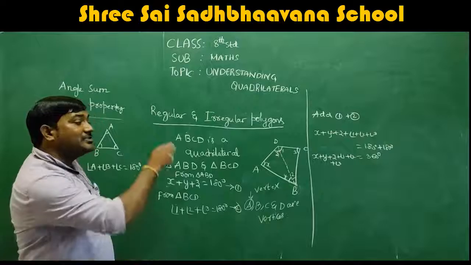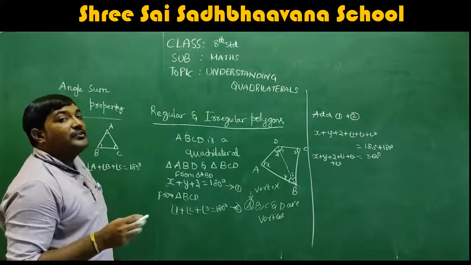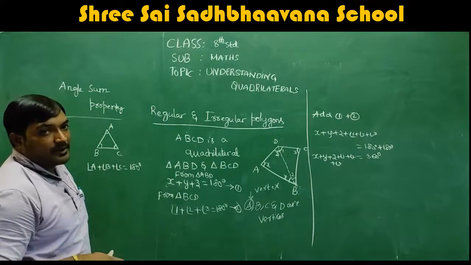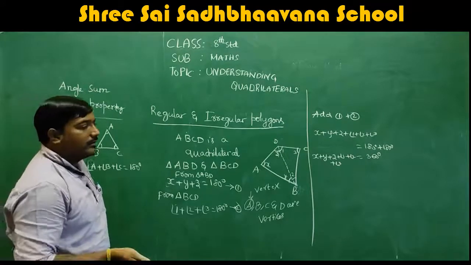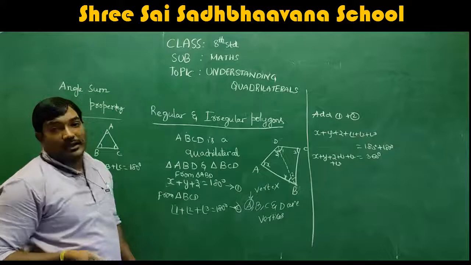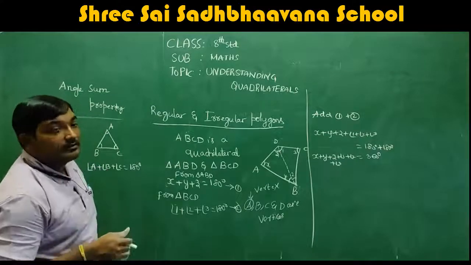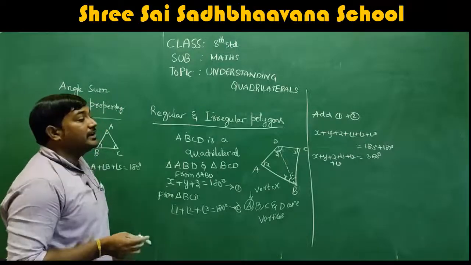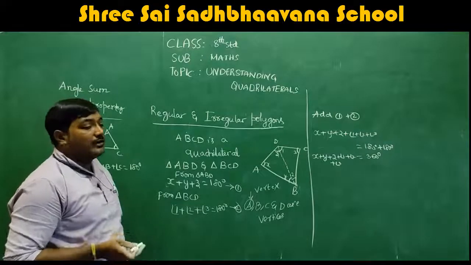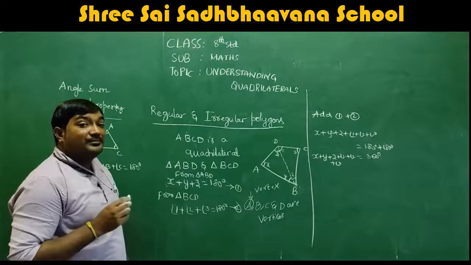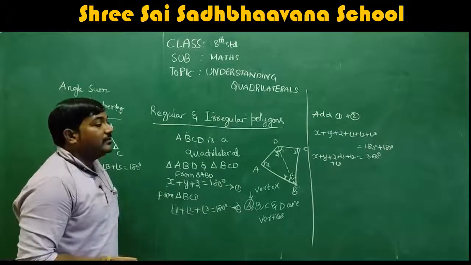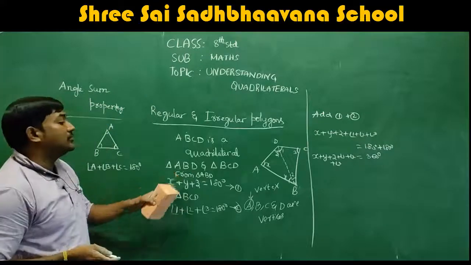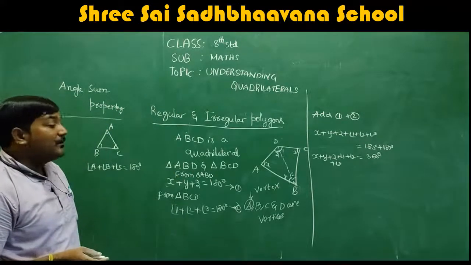How did I divide? I just joined B and D. As you know, when you join the opposite vertices of any closed figure, except a triangle, anything more than a triangle, that can be considered as a diagonal. Because a diagonal cannot be there for a triangle, since we cannot join opposite vertices there. So we join B and D. This diagonal BD divides the quadrilateral ABCD into two triangles. What are those? Triangle ABD and triangle BCD.